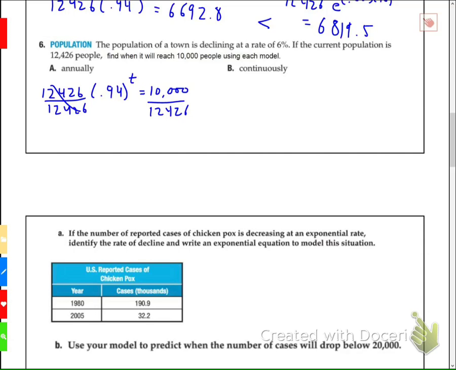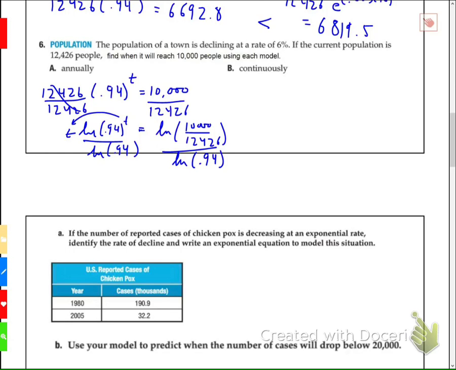That canceled. Now what I can do is I can take the natural log. And the reason I want to do that is taking the natural log allows me to bring down that power, like I'm chopping down a tree. Okay, so here it comes. There it went. And now what I want to do is divide by the natural log of that base. This looks ugly, but your calculator should be able to handle it. Okay, so the amount of time it takes to get from 12,426 people to decrease down to 10,000 people, let's see if we can calculate that now.